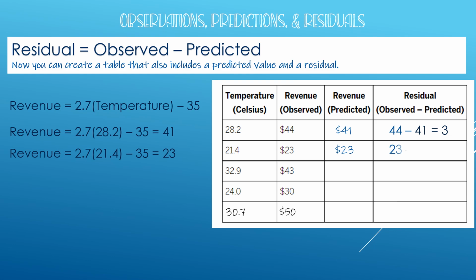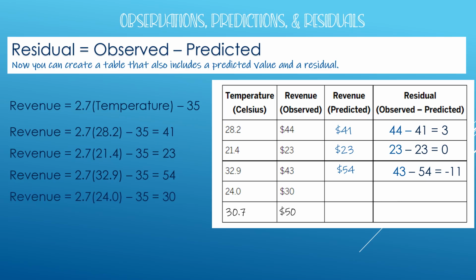Plug in the next X, the 21.4, and we get 23. That's the same as the observed value, so our residual would be 0. Plug in the 32.9, we get 54, which is much higher than the observed value. So observed minus predicted would be negative 11.